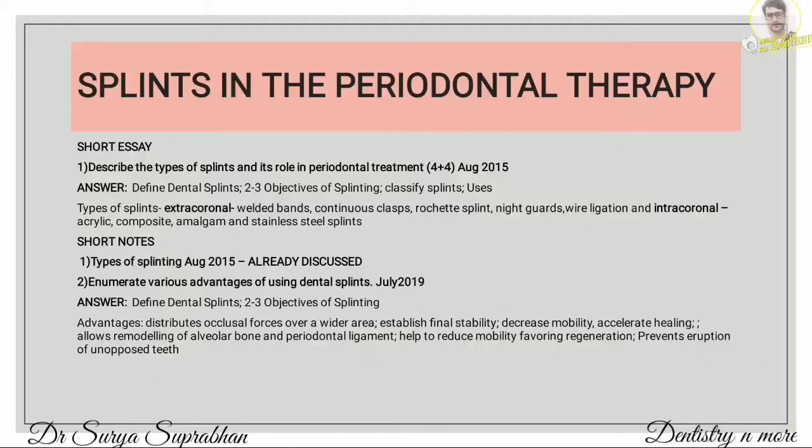And then coming to the types of splint, you have to write it can be either extracoronal or intracoronal. Under extracoronal comes welded bands, continuous clasp, Rochette splint, night guards and wire ligation. Under intracoronal comes acrylic, composite, amalgam and stainless steel splints. You have to write 2 to 3 lines about each of them. Then types of splinting is already discussed.